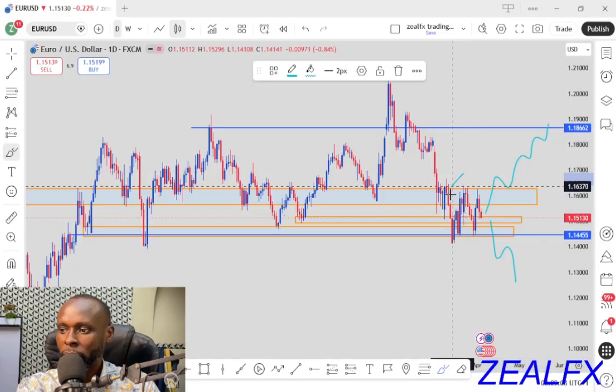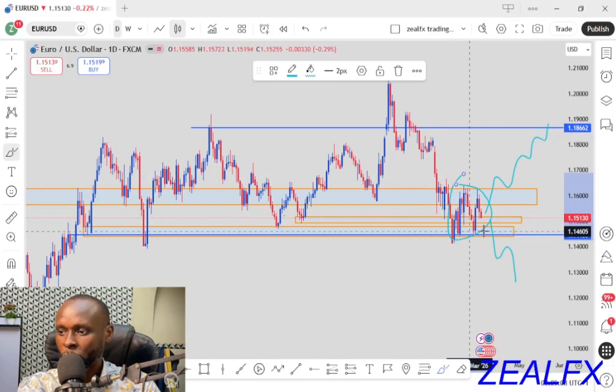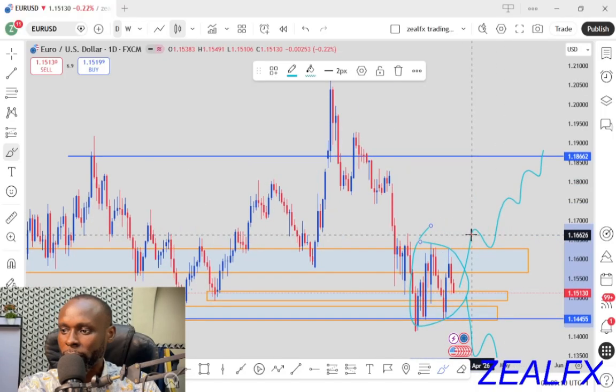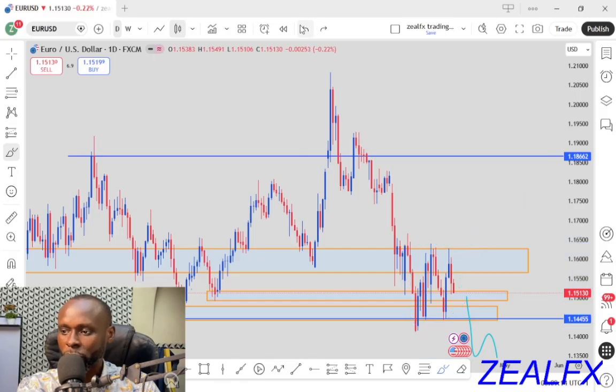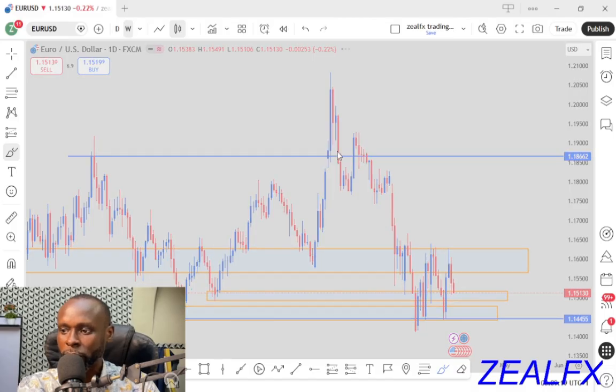So Euro USD on the daily chart currently remains on a sideways trend. So long as price remains on this sideways trend, we can't do anything on the Euro USD for now. So let's look at the weekly chart of the Euro USD.